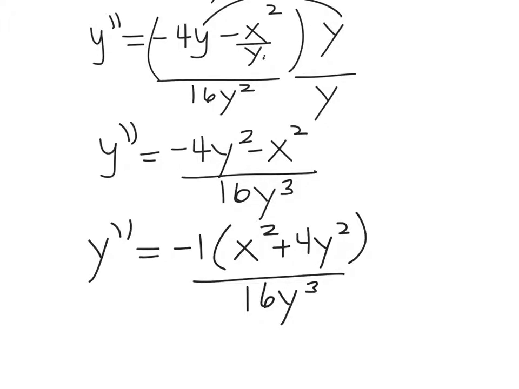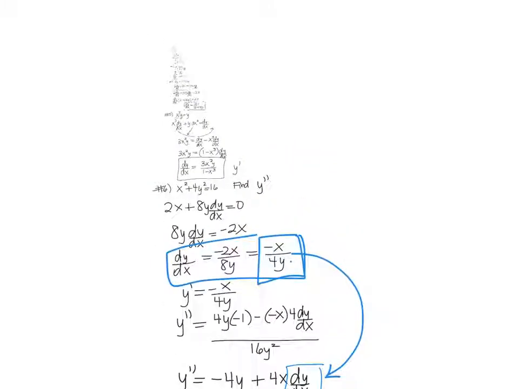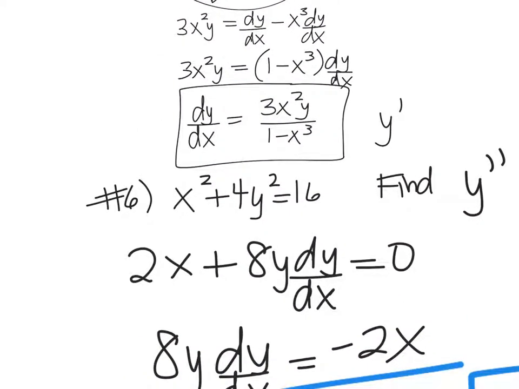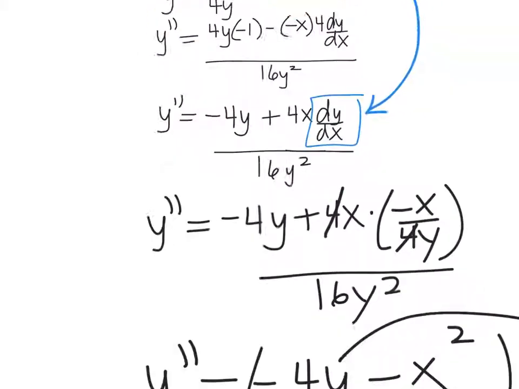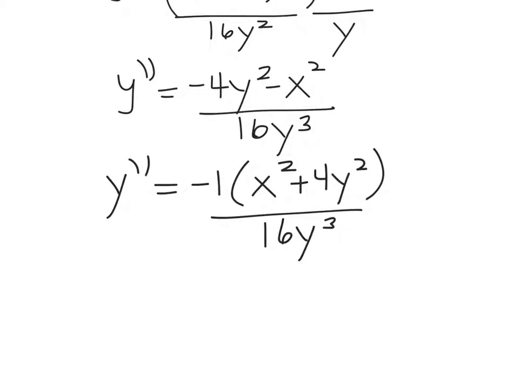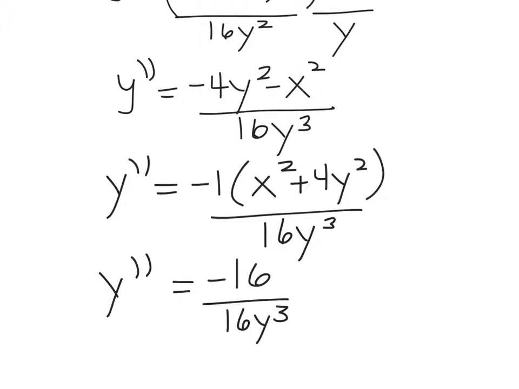Now do you recognize that x squared plus 4y squared? Go back to the very original problem that you wrote down. What does x squared plus 4y squared equal? It equals 16. Isn't that crazy? You go back to the very original, right here, it says x squared plus 4y squared equals 16. So let's substitute that in now. And you get negative 16 over 16y cubed. And so the second derivative is simply negative 1 over y cubed.